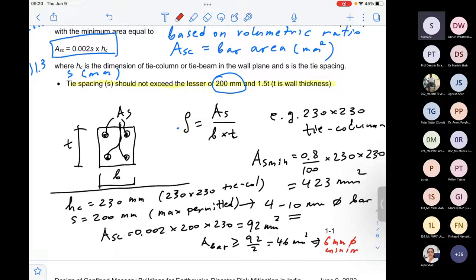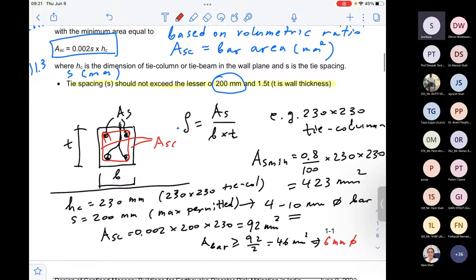And in the other place, I will come to that minimum. So you will not be able to use a smaller bar size for tie. 6 millimeter diameter would be minimum. So this would be the tie column. And these two together would be ASCE.